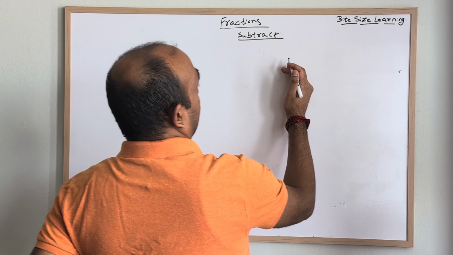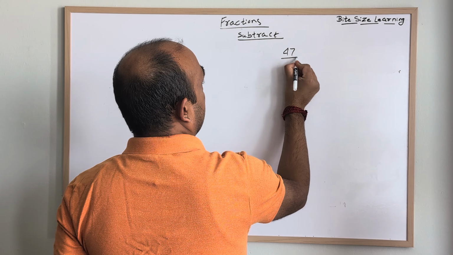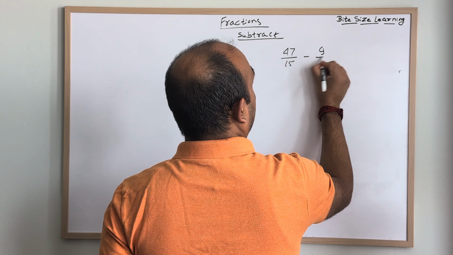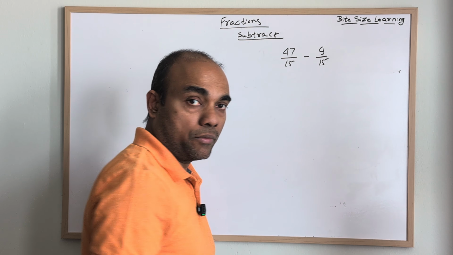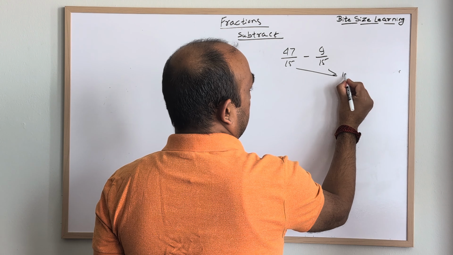So let's say you have a number 47 upon 15 minus 9 upon 15. Alright. So you have the like denominator here.